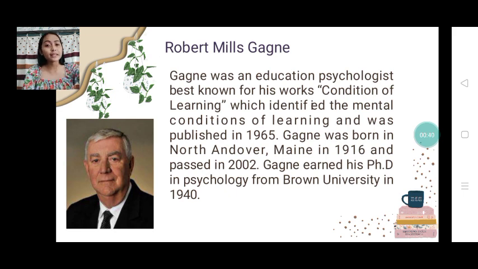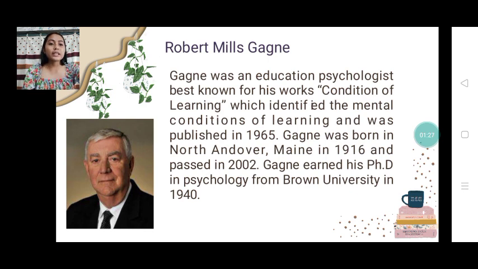So, who is Robert Mills Gagne? Gagne was an educational psychologist best known for his work Conditions of Learning, which identified the mental conditions of learning and was published in 1965. Gagne was born in North Andover, Maine in 1916 and passed away in 2002.